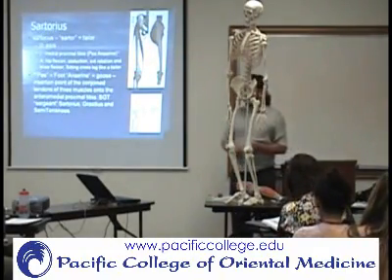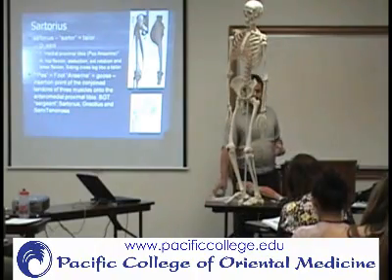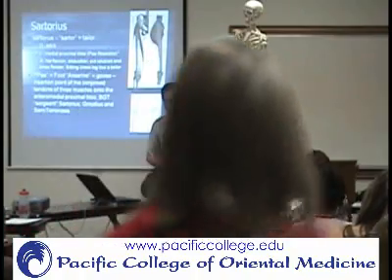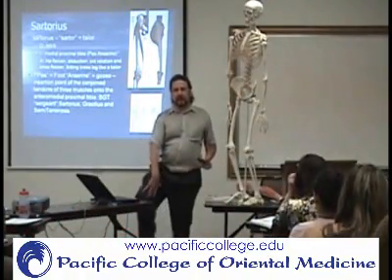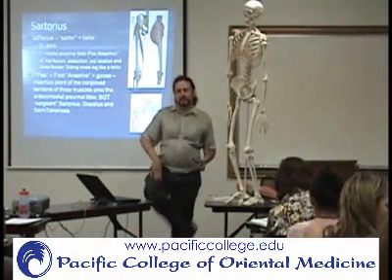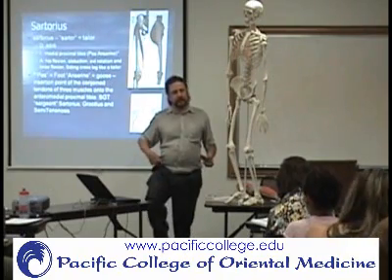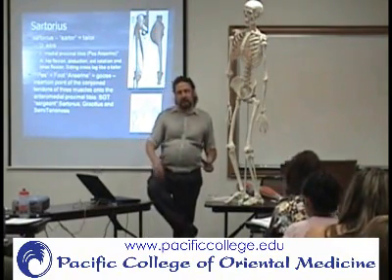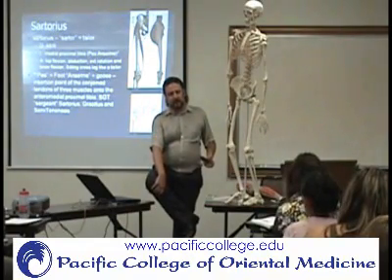All right, so now we have the sartorius muscle. That's considered the tailor's muscle. Originally, when tailors were working, they would sit cross-legged like this. So the actual action of the muscle is to pull up like this. It's going to flex at the hip, externally rotate, and also flex the knee.